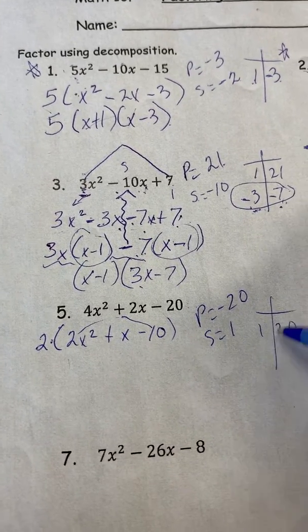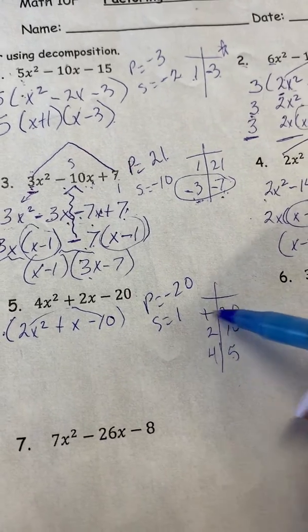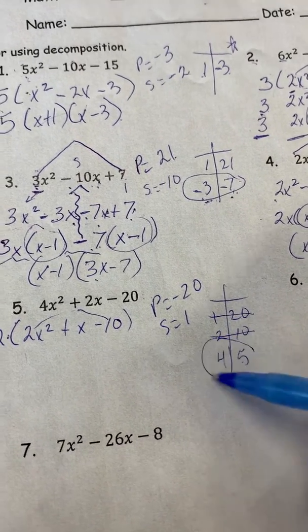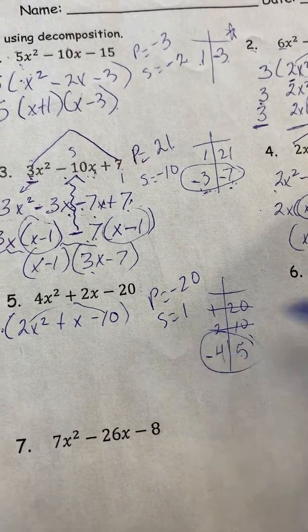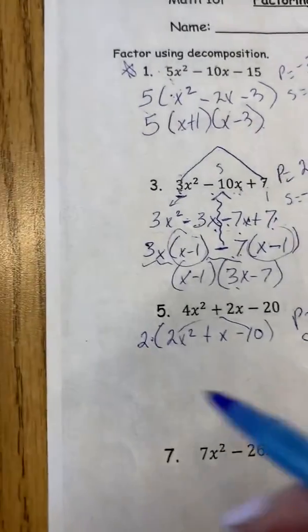So, writing down my factors. Okay, I can't make this add up to 1, can't make this add up to 1. This one I can, okay? And I can do that by making the 4 negative. Negative 4 times 5 is negative 20, and negative 4 plus 5 is positive 1.